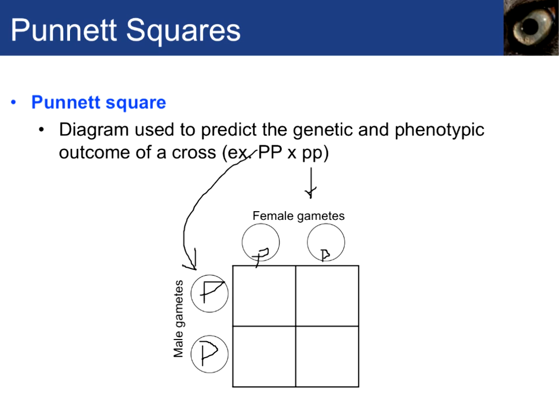Then a Punnett square is real easy to fill out. You're just going to cross the two. So in this first square, and so each of these are going to end up being the same. There's only one result that comes out of crossing homozygous dominant with homozygous recessive. You're going to get heterozygotes in all four.